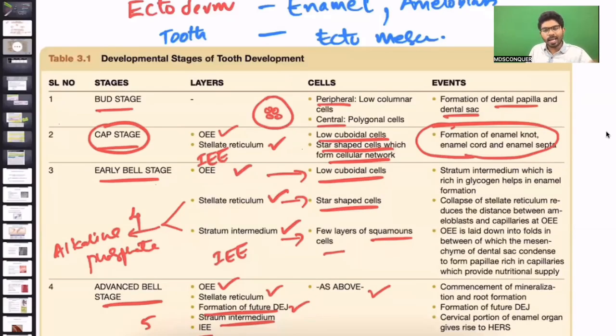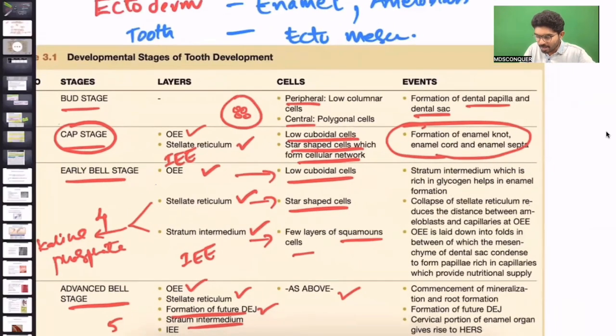Okay, all are related to enamel, right? Means you can consider them as the enamel complex. Easy to remember, no need to confuse. What is this enamel complex? All structures of enamel together form a complex. Knot, cord, septa, navel, all together form the complex. So, which stage is the complex? C for C, cap stage. All these structures are formed in the cap stage.